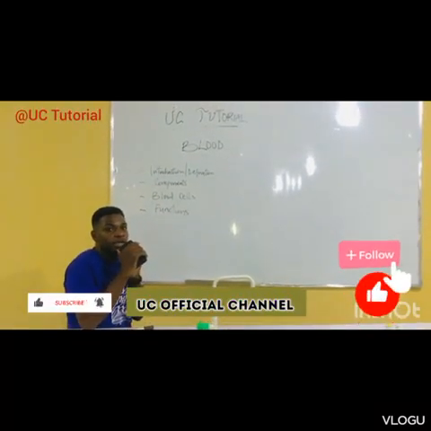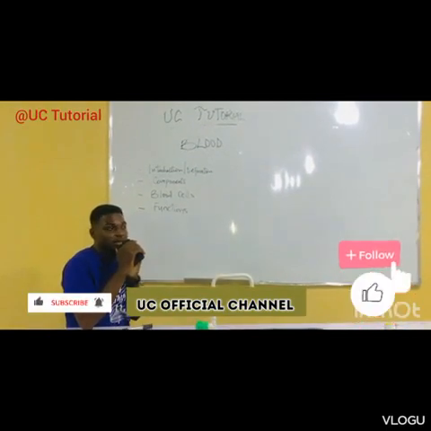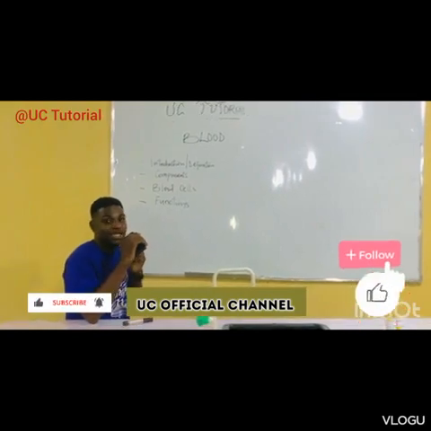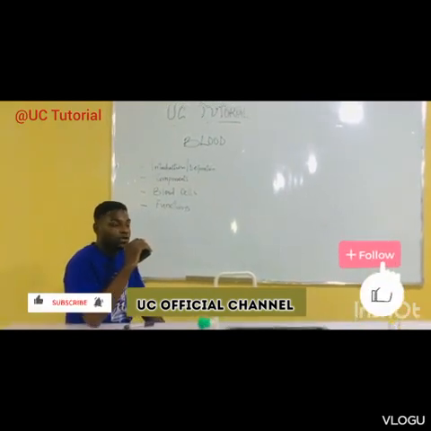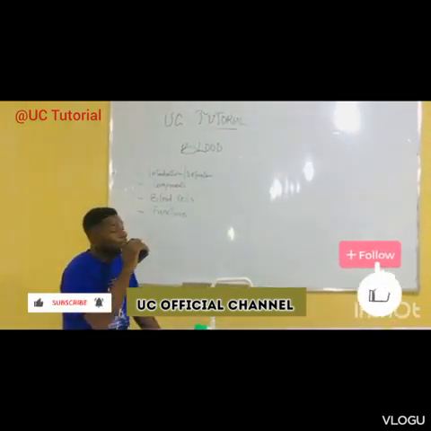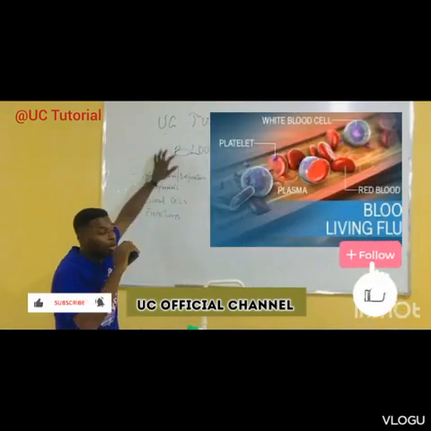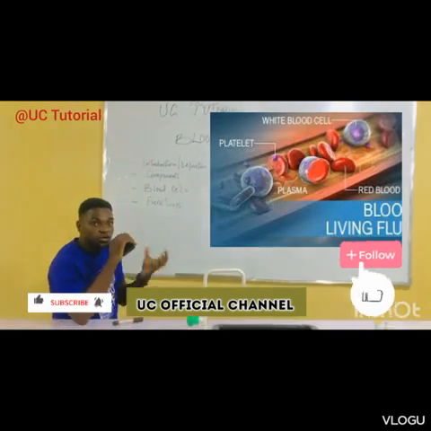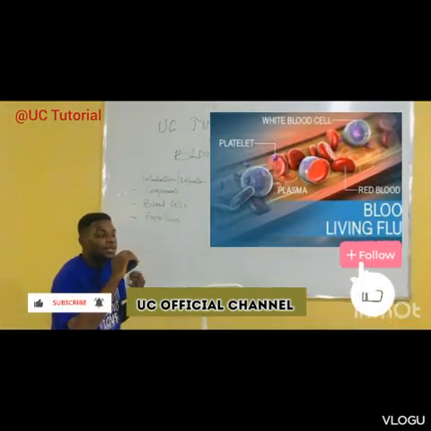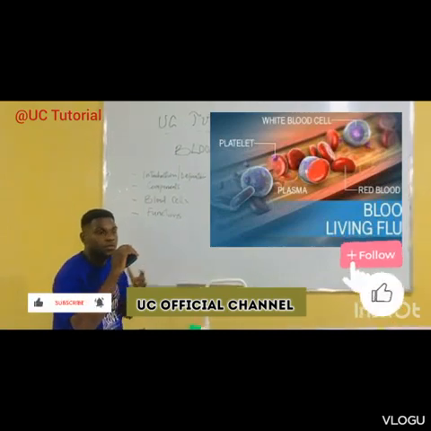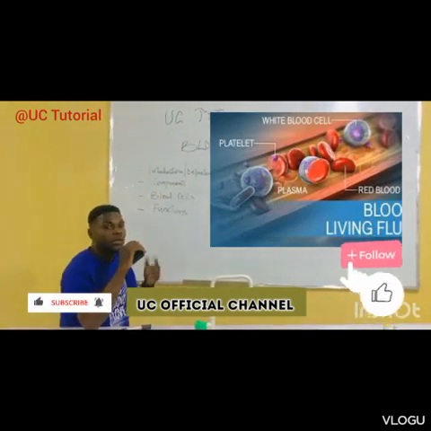Today is our first class, and we'll be talking about the blood. Like I said earlier, we'll start from our basic anatomy. So let's know what the blood is all about. The blood here is a connective tissue, a fluid connective tissue. So why is it a connective tissue? Because it goes around the body, it flows in every single part of the body.